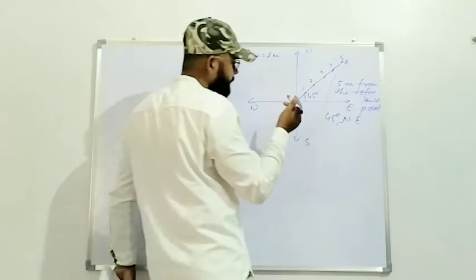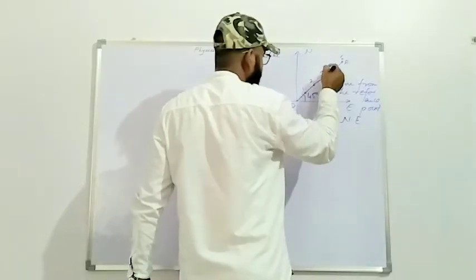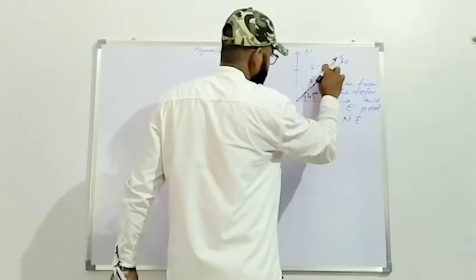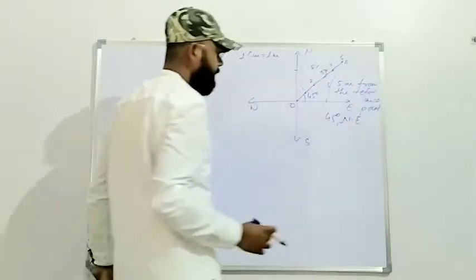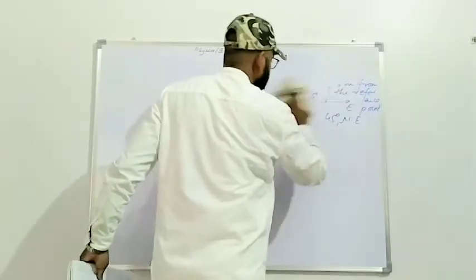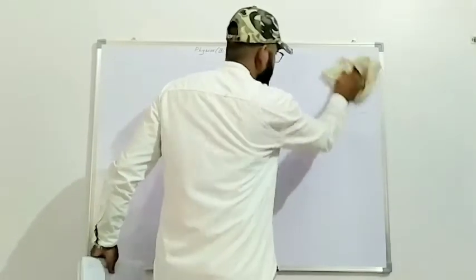So many students do it like this, from here 5, from here 5. That is not correct. Okay, so this is wrong. Like this you have to draw. Now the next query.